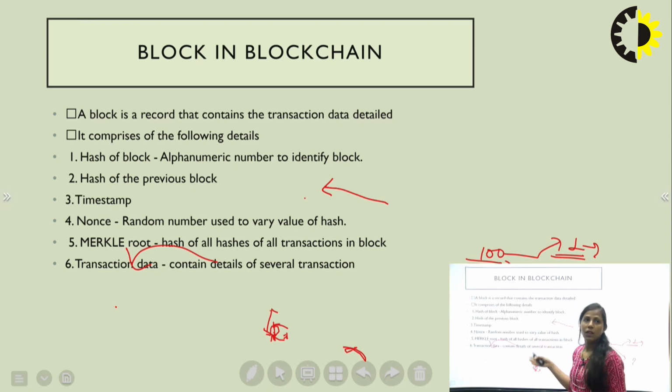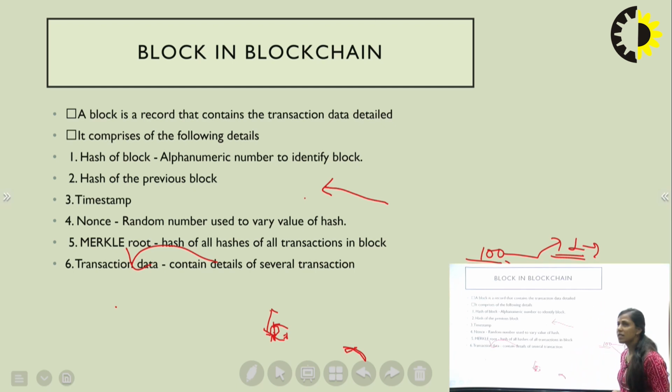Then the timestamp. What is the timestamp? It records the time at which we stored the information and the time at which the block was added to the chain. So in the timestamp we note the time or duration of the block that is generated. Then the term nonce comes. It is a random number used to vary the value of a hash. In the nonce, a particular number is generated to verify the hash value. These are different terms which we will discuss in more detail in further slides.